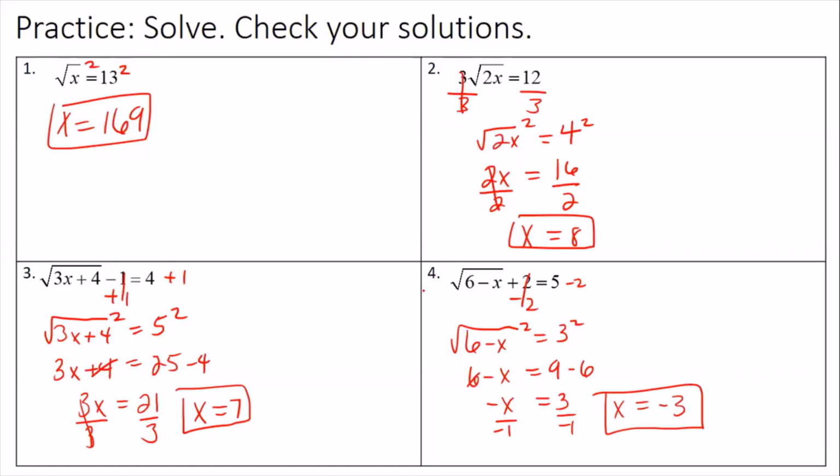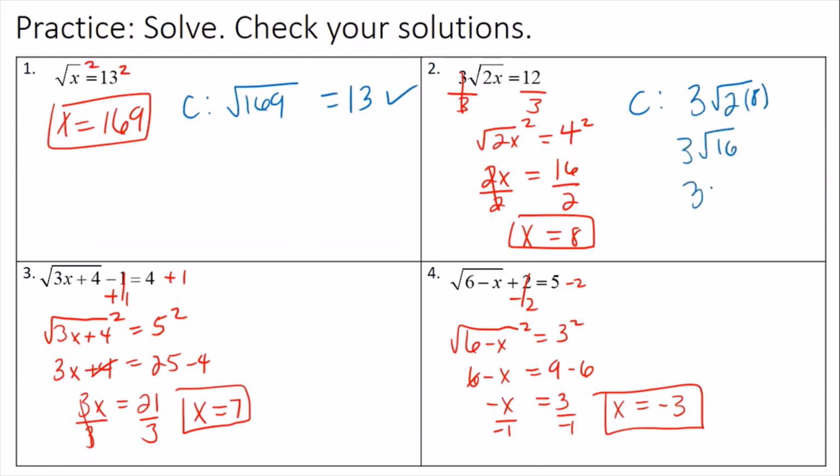All right, let's see how we did. If you look up here, these are the solutions you should have gotten, and you can go through and do your quick check. On the first one, if I plug this into the original, square root of 169, does it equal 13? Yep. On the second one, if I plug 8 into the original, I have 3 square root of 2 times 8, gives me 3 square root of 16, gives me 3 times 4. Does that equal 12? Yes.